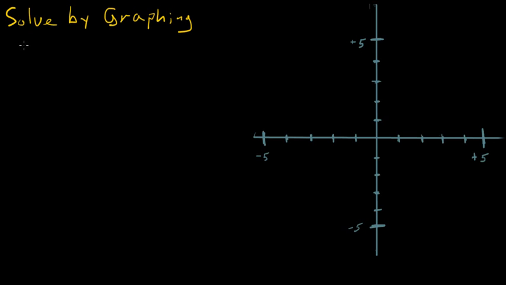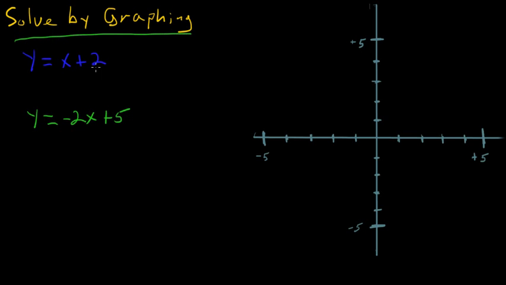The first equation was y equals x plus 2, so we need to graph that. And then the other equation was y equals negative 2x plus 5. So we're solving by graphing. We need to graph both of these and see where they intersect. That'll be our solution.